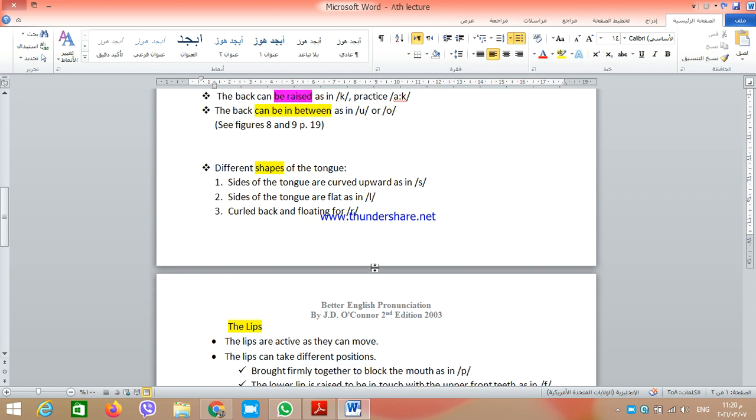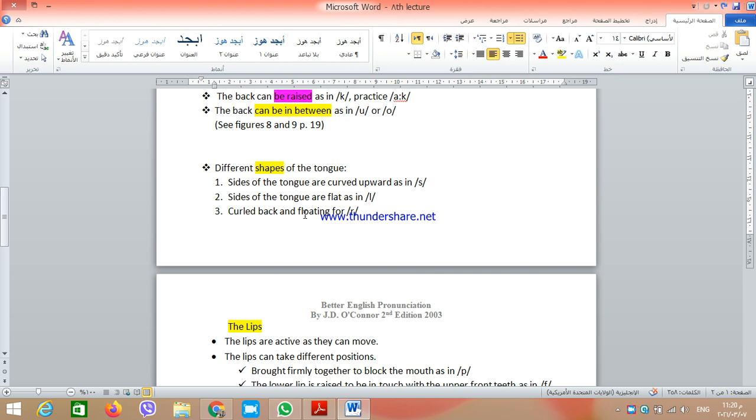Okay? Now we have different shapes of the tongue. Sometimes the sides of the tongue are curved upward, as in the pronunciation of the sound se. S, s. When you pronounce the sound se, you can feel that the tip and the sides of the mouth are high inside the mouth. The whole tongue is high. The sides are also curved upward. Actually, most of the English consonants are pronounced with the tongue involved. They are produced when the whole tongue is raised.